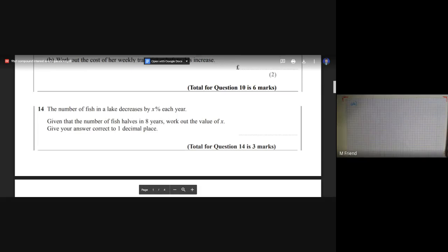Right, so in this question, number 14, this is tricky because we don't know the percentage, and we're trying to find the percentage. What is that x? So we don't know the rate at which it decreases. There's a few other things that make this one tricky as well, but the idea is we have a number of fish in the lake, and if it decreases by the same amount 8 times, you've now got half the number of fish that you started with, and we've got to figure out, well, what was it going down by each time? So let's have a go at doing this question.